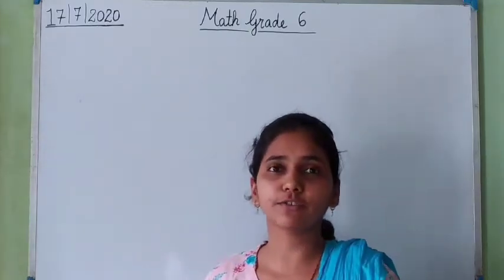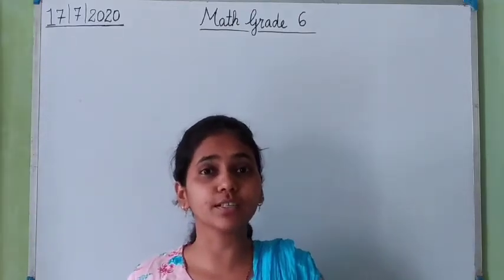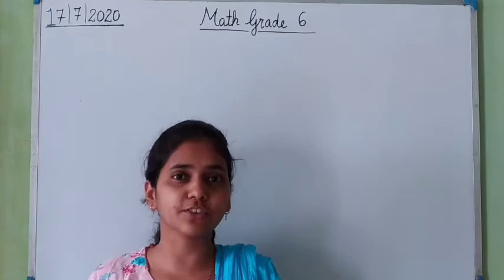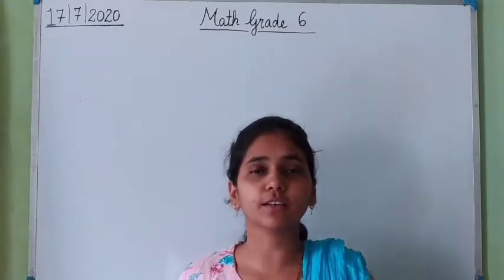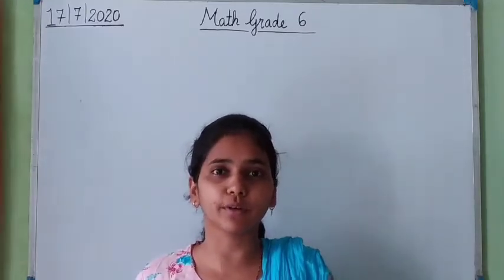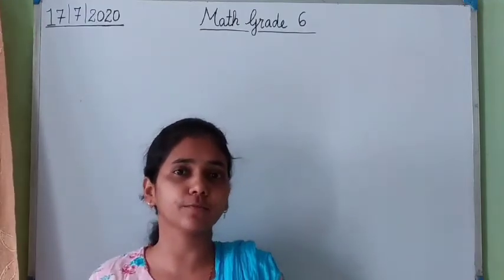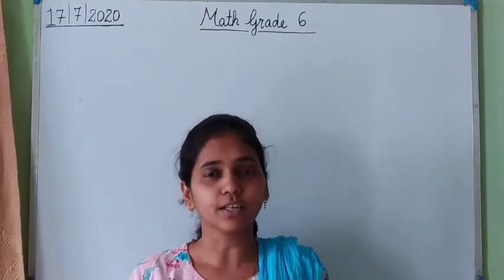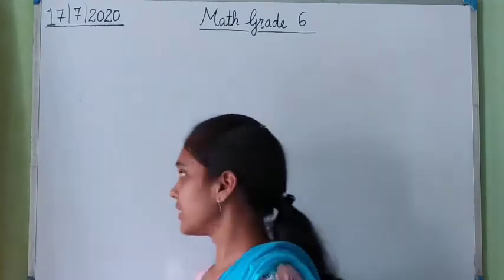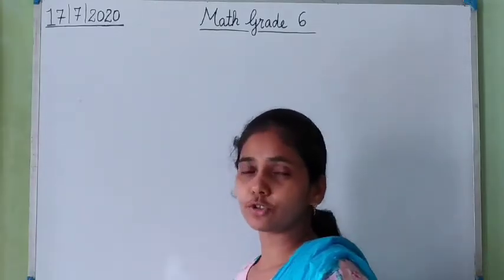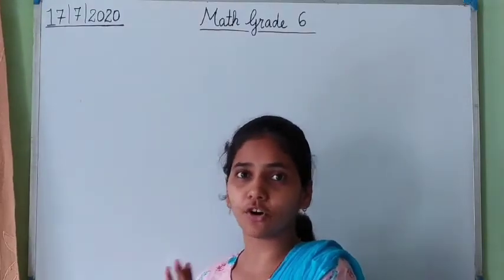So in today's class we are going to study multiplication and division of decimal numbers with the powers of 10. Powers of 10 means we are going to see how to multiply a number by 10 or 100 or 1000, and in the same way how to divide a number by 10, 100 and 1000. So first I'll take an example to show how we multiply a number by 10, 100 or 1000.